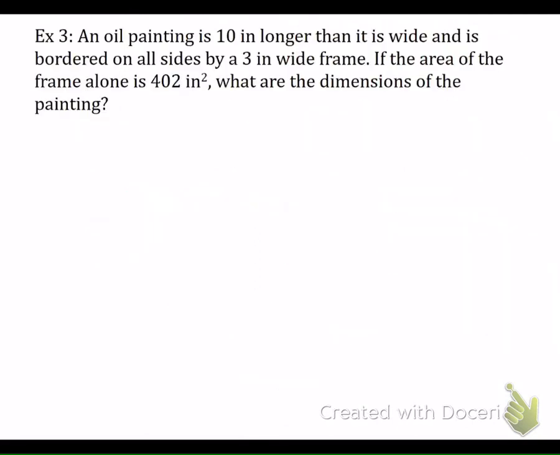Example 3: an oil painting is 10 inches longer than it is wide and is bordered on all sides by a 3-inch wide frame. If the area of the frame alone is 402 square inches, what are the dimensions of the painting? Whoa. Wow. All right. I'm going to draw me a picture. A picture of a picture. That's when you're really getting classy.